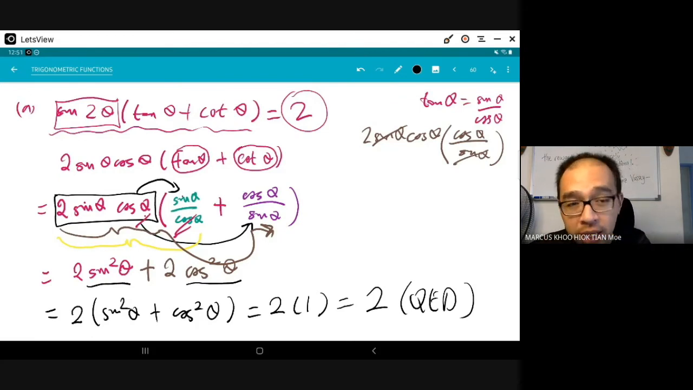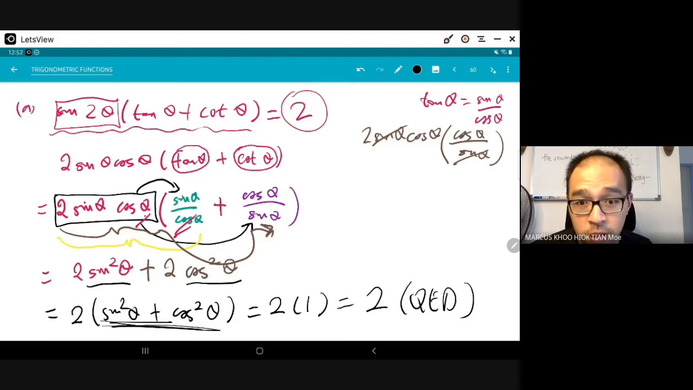So again, let me share with you something that hopefully encourages you. This comes with experience. When I first started doing this, I also had problems recognizing that sine squared theta plus cos squared theta equals 1. The more proofs you do, the better you will get at remembering, or at least thinking, I've seen this before. It comes with experience.